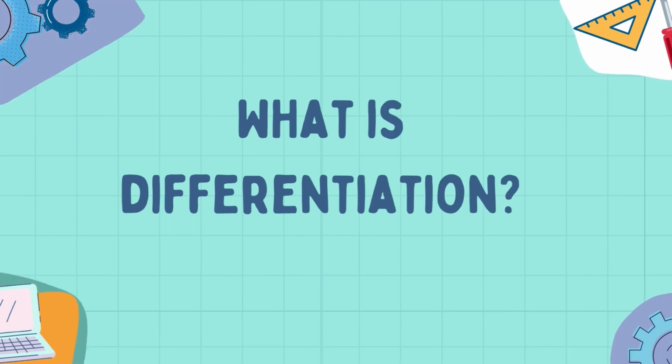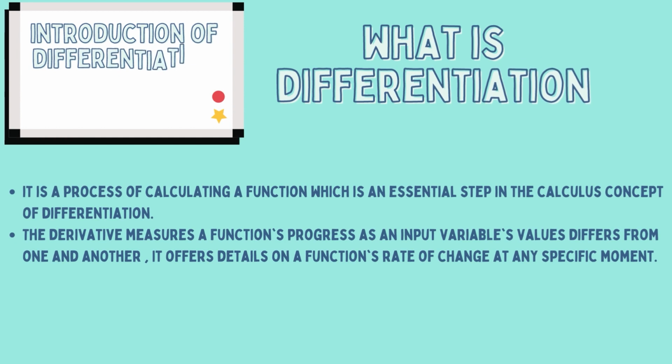But before that, what is differentiation? Differentiation is a process of calculating a derivative of a function, which is an essential step in the calculus concept. At the same time, the derivative measures a function's progress as an input variable's values differ from one another. It offers details on a function's rate of change at any specific moment.